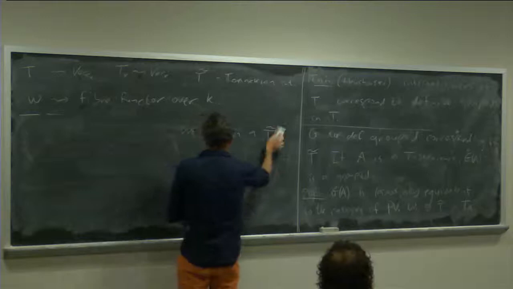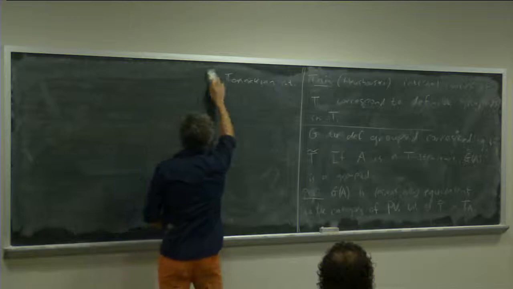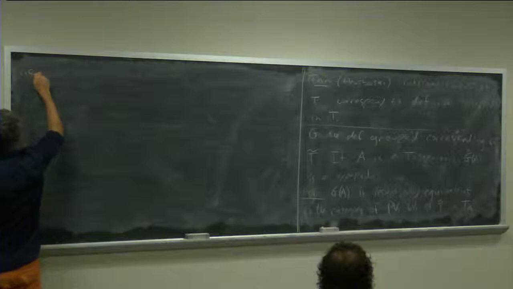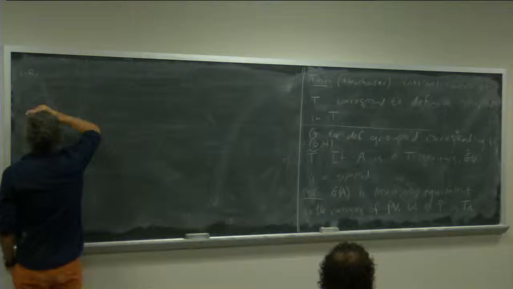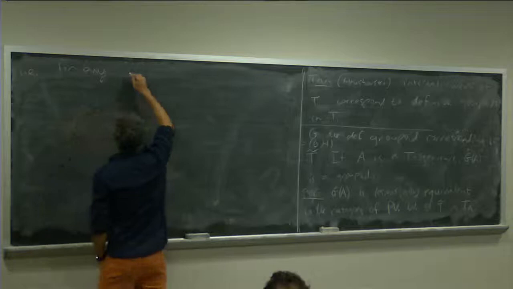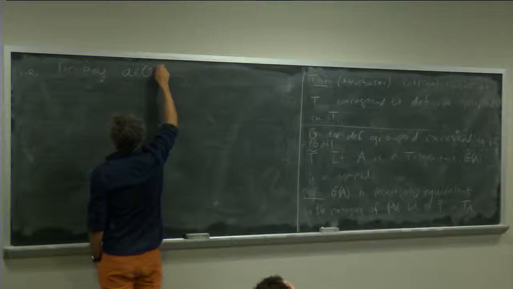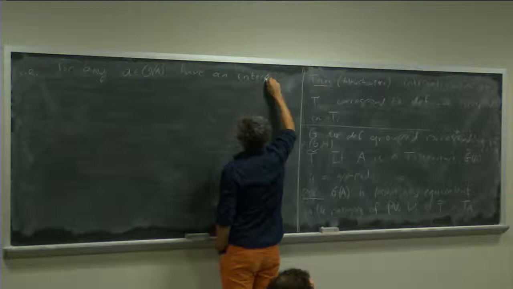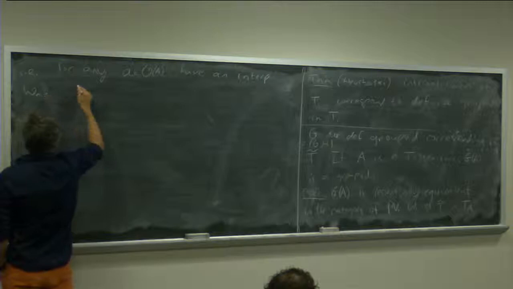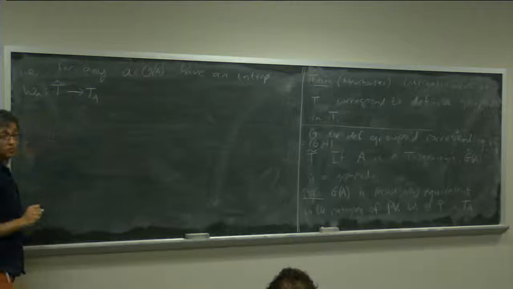Okay, let's write it more explicitly. So G, remember, G consists of these two things, O and H, right? So for any A in O of A, we have an interpretation W_A from T tilde to TA. Okay?